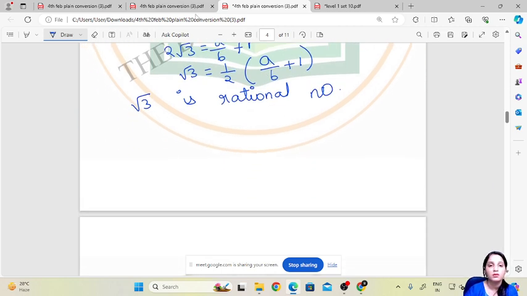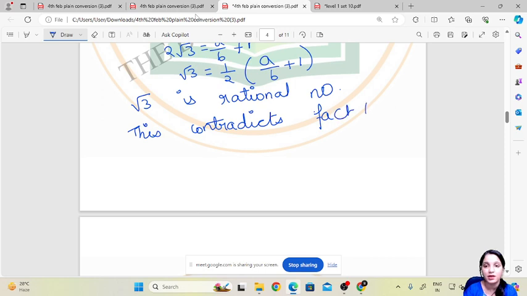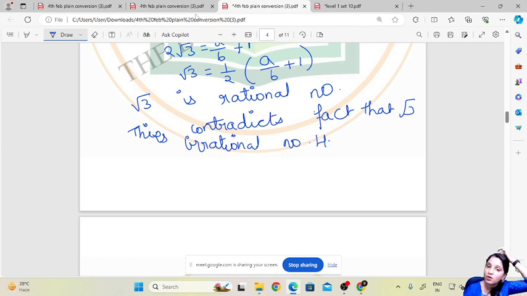But root 3 is irrational, right? So this contradicts. In the question they have given that root 3 is irrational, but we got root 3 is a rational number. So our assumption is false. This contradicts the fact that root 3 is an irrational number. Hence our assumption is wrong.